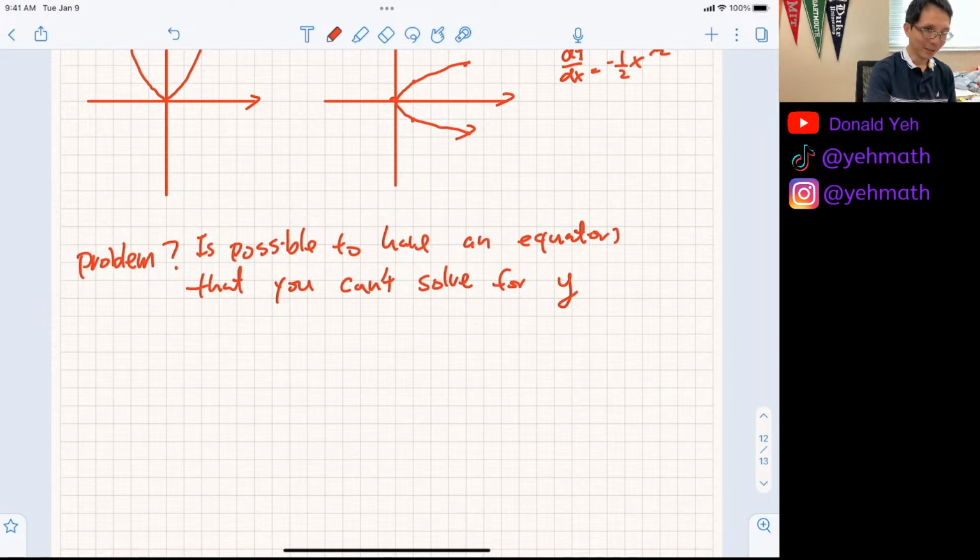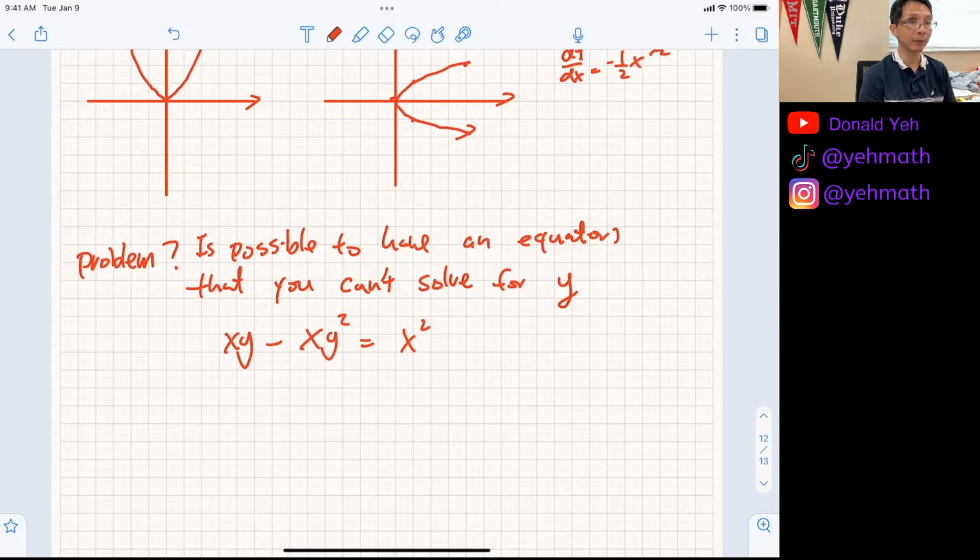Okay. So let's just think about it. How about xy minus xy squared is equal to y to the y not is equal to x squared. So is it possible to have this equation? Is it possible to solve for y here?